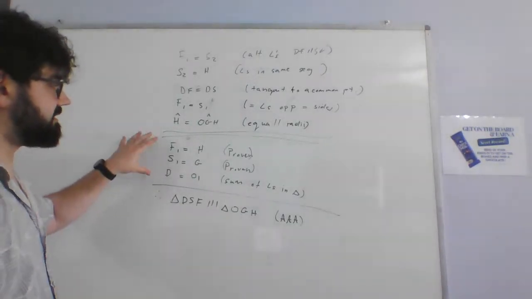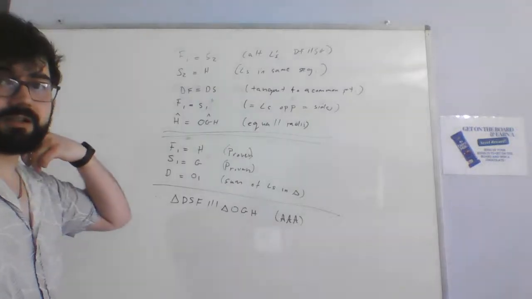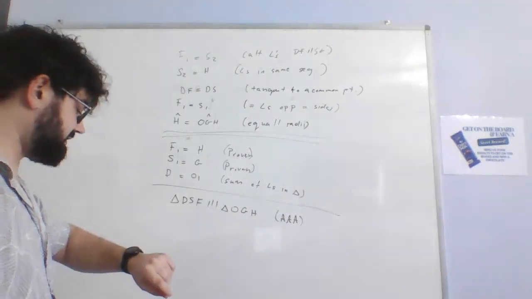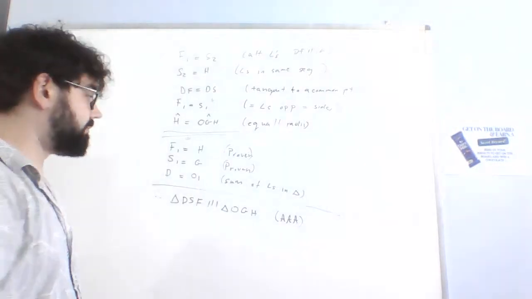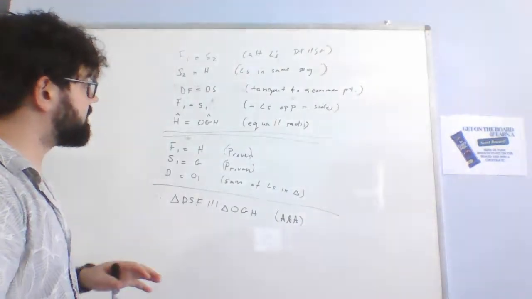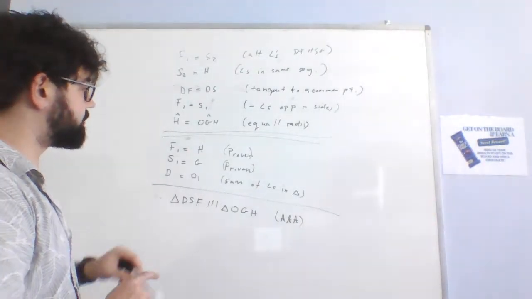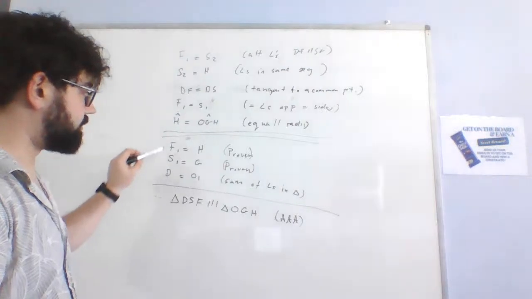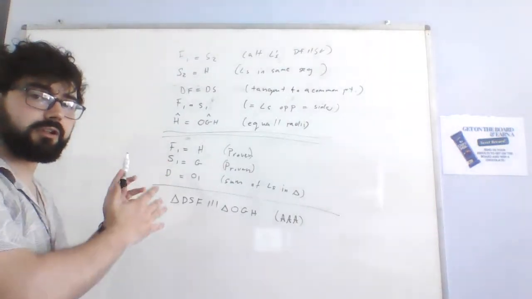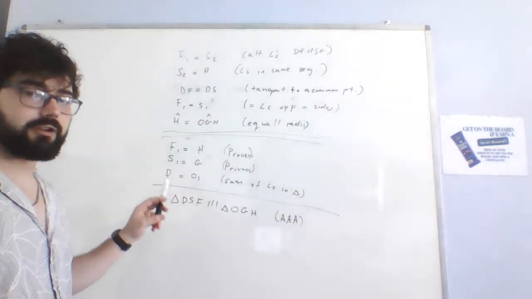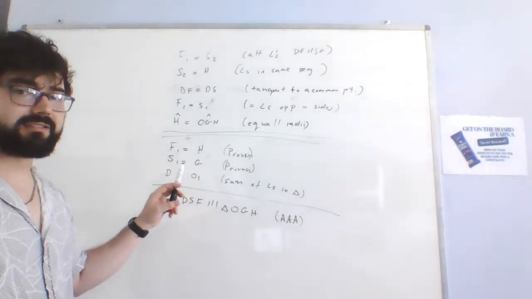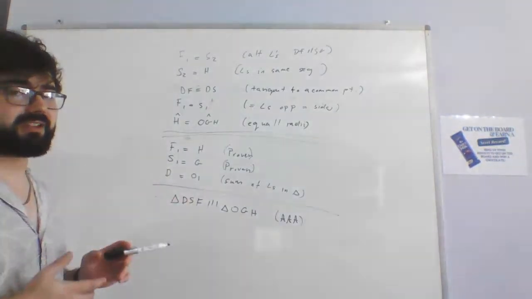Just some notes on these similarity questions as well. So yeah, please do send through your questions if you do have questions you want me to go through with you guys. Just some notes on this. You want to make sure that you keep all the angles from the one triangle on the same side. So notice I've got D, S, and F all on the left-hand side, and then I've got O, G, and H all on the right-hand side. You don't want to chop and change and mix them up.